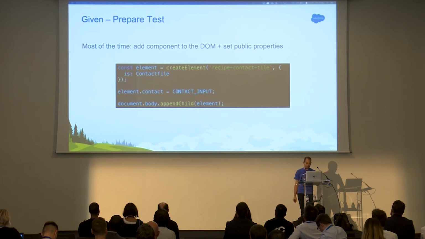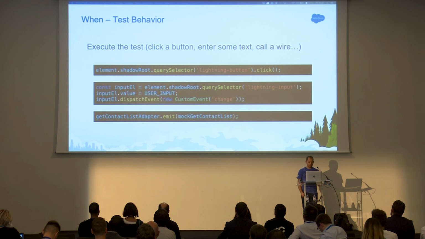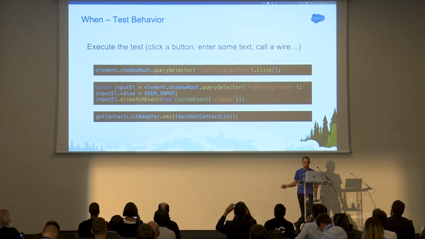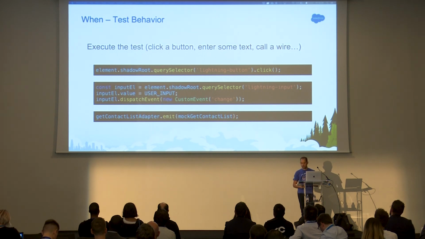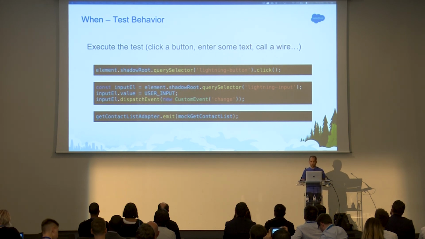Then you move to the second phase, the when phase. This is where you test the behavior. So you can do multiple things depending on your scenario. Here I give you 3 different examples. It can be simulating a click on a button. That's the first example I gave here. It can be entering text in an input field, for example, or it could even be, if you have a wire, to send mock data in your wire call. So don't pay too much attention to the code, but these are just examples of what you can do. I will go on a really concrete example next in the demo.